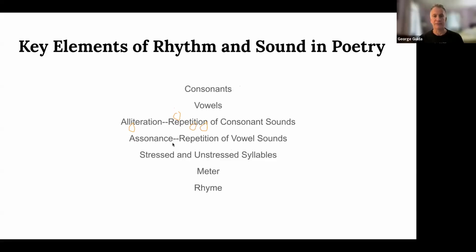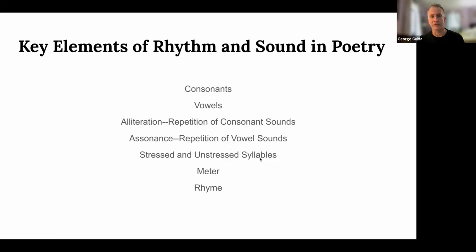There are key elements of rhythm and sound in poetry, and we can use these elements to manipulate rhythm and sound and to create certain effects and certain emphases that we want to create. Those elements are consonants and vowels, which are types of letters in the alphabet, right? Consonants being most letters and vowels being A, E, I, O, and U. Alliteration, the repetition of consonant sounds. Assonance, the repetition of vowel sounds. And stressed and unstressed syllables.